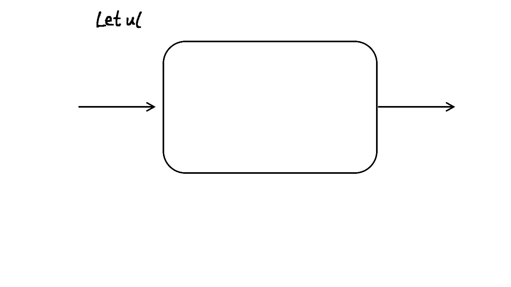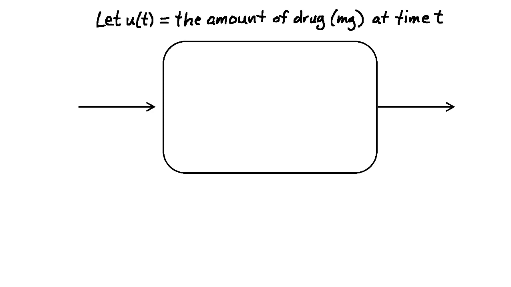We'll use U of t to denote the amount of drug in milligrams at time t and build a differential equation involving du by dt. Remember, we're using a conservation law, and so we have to think about what's going on inside the system, in other words, inside the patient's body, as well as inputs and outputs to the system.